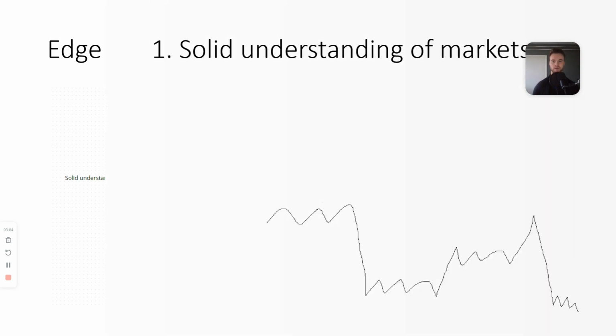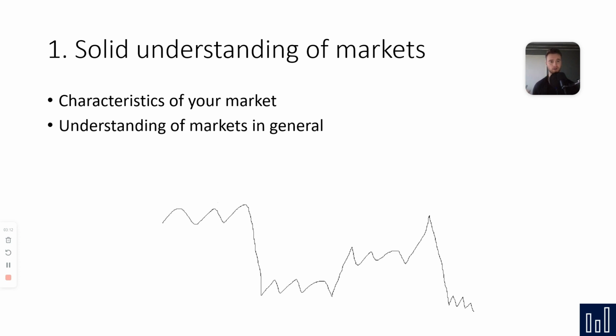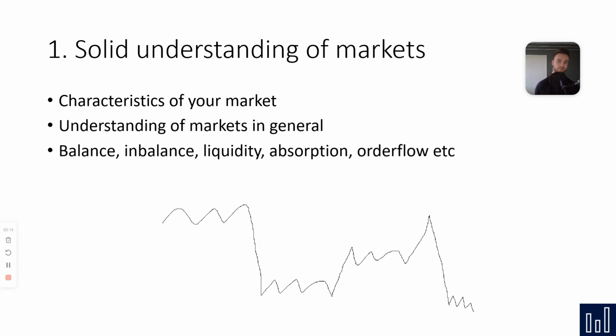So let's zoom in on point number 1, which is a solid understanding of markets. You want to learn about the characteristics of your market, but also understanding the markets in general, understanding different concepts. So this perfect graph that I made is basically just an overview of how a market moves. It tends to be quite stable for some time. Then you get a violent breakout. Then you get a stable market again, a bit of a retrace and a retest, a violent move again. And that's generally how markets move.